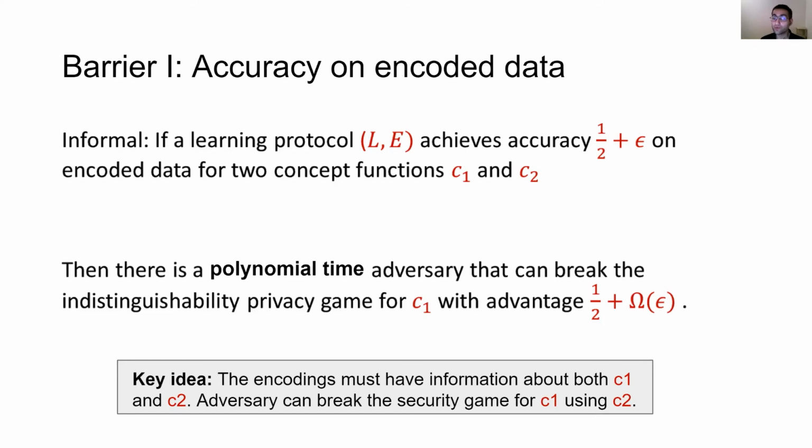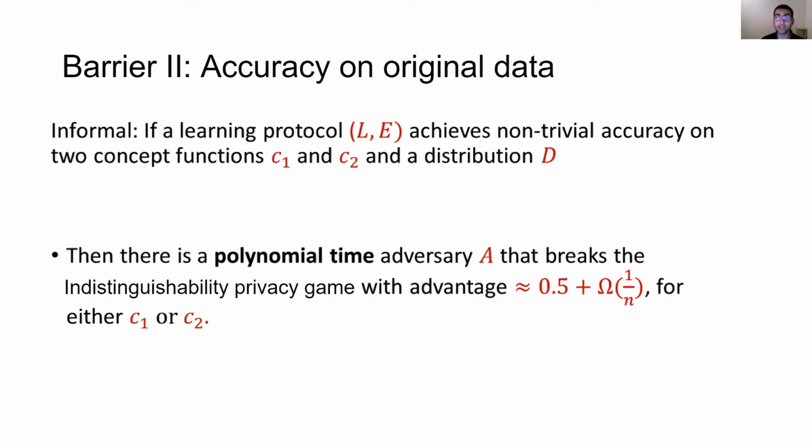So this idea only works if we define accuracy on encoded data. So we have another theorem about the case that you define accuracy on original data. So in this setting, we have a very similar theorem, but with the difference that our advantage here depends on the sample complexity. So the advantage of adversaries here is half plus 1 over n, where n is the number of examples in the training set. So this is slightly worse than the previous bound, but still sufficient to prove impossibility of achieving cryptographic levels of privacy for instance encoding together with accuracy.